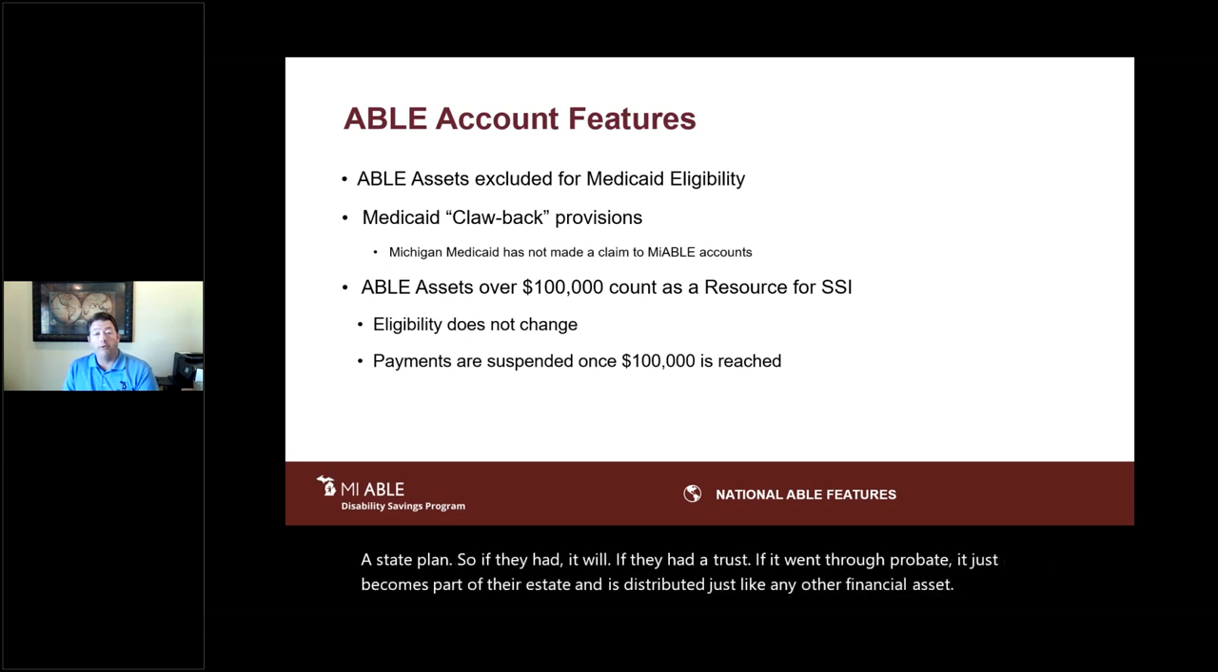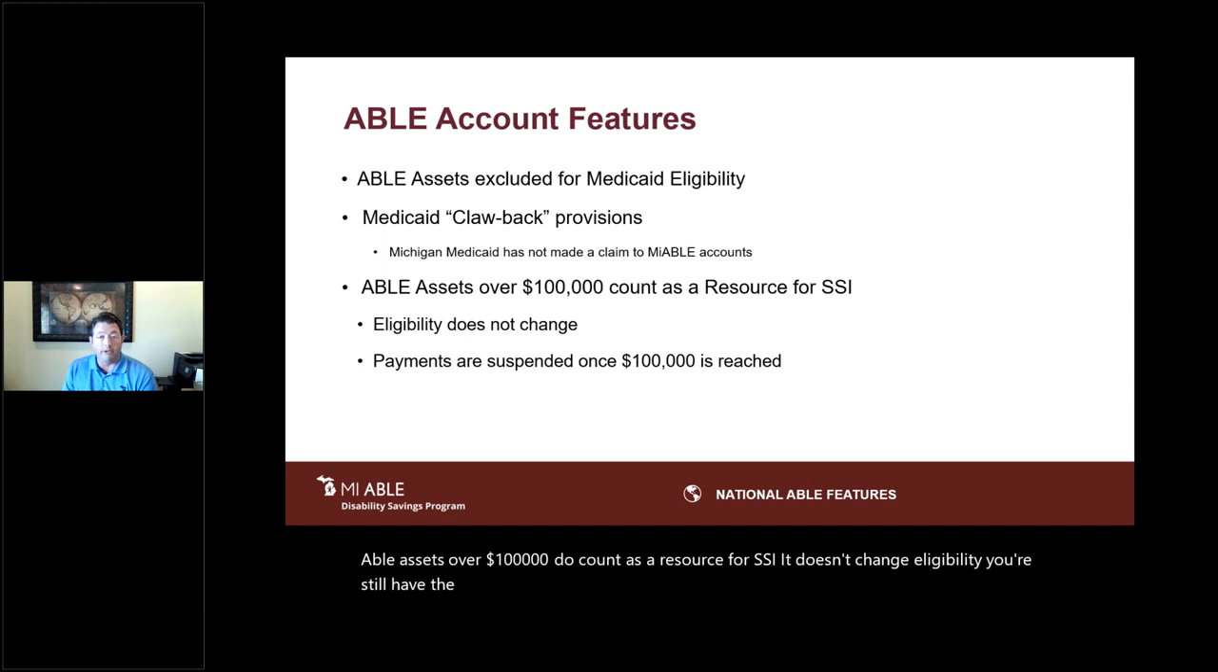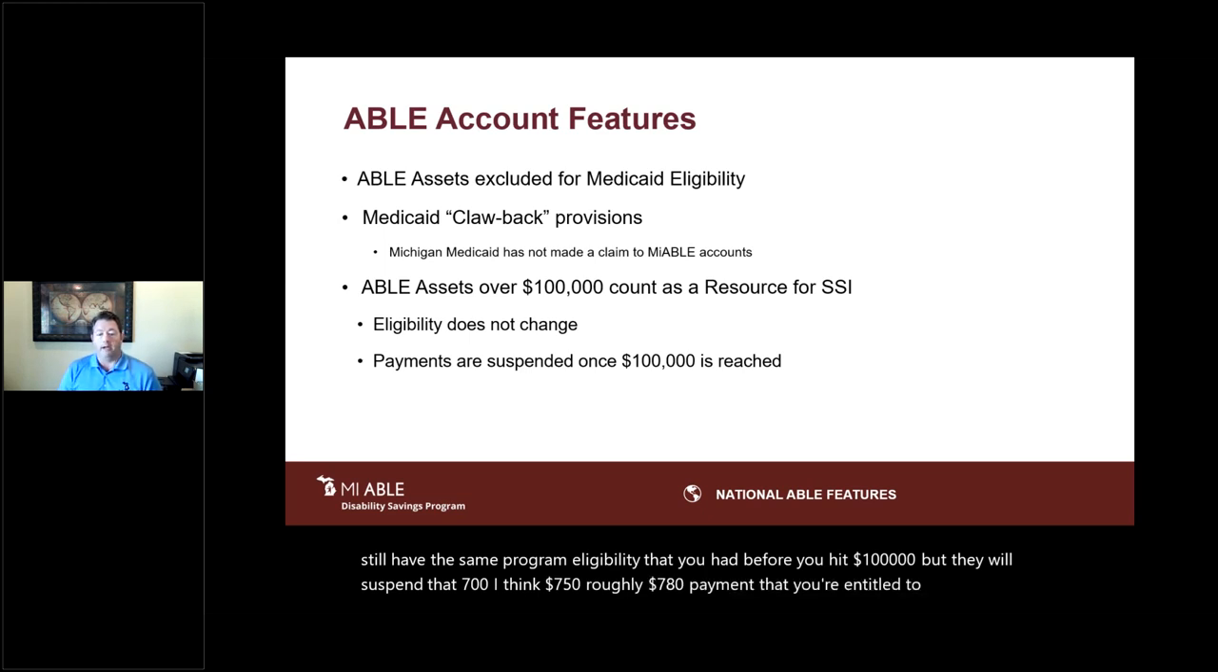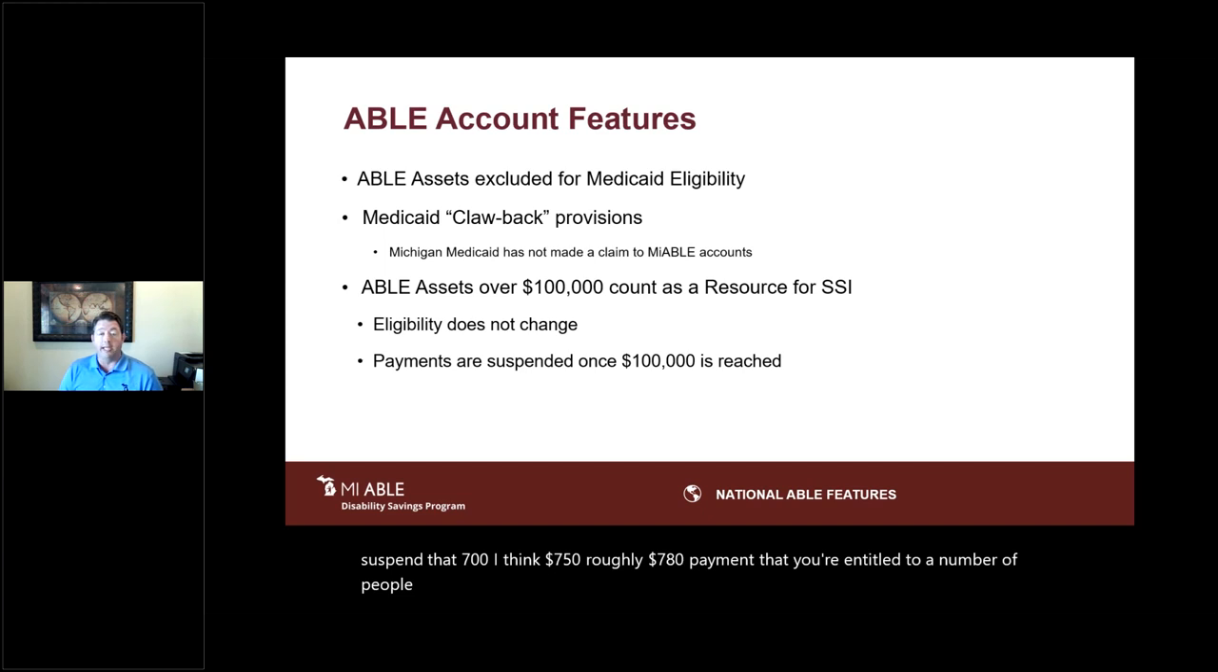ABLE assets over $100,000 do count as a resource for SSI. It doesn't change eligibility. You still have the same program eligibility that you had before you hit $100,000. But they will suspend that $780 payment that you're entitled to. A number of people have concerns about losing that source of income, and it's really easy to prevent. Just don't have more than $100,000 in your ABLE account.